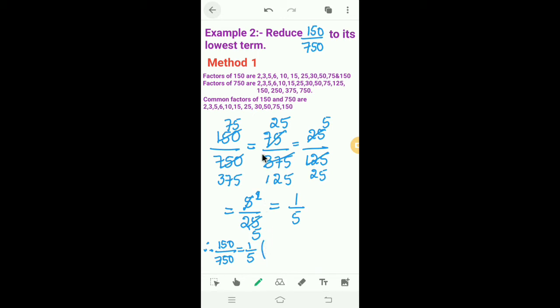Here we used only 2, 3 and 5 common factors to find the lowest term. So 2, 3 and 5 are the common factors of 150 and 750.